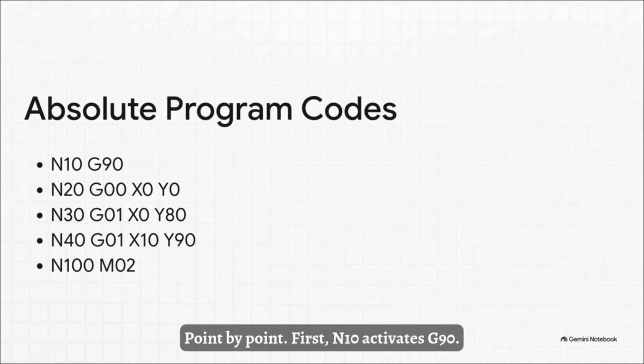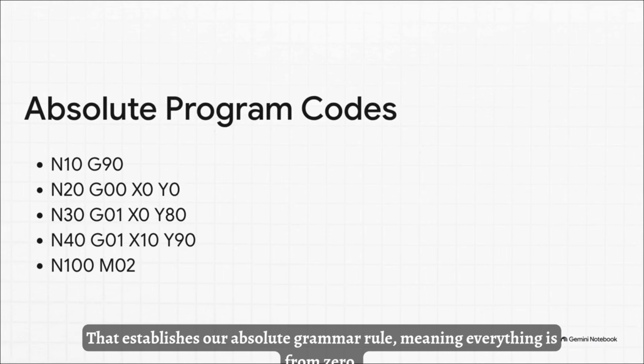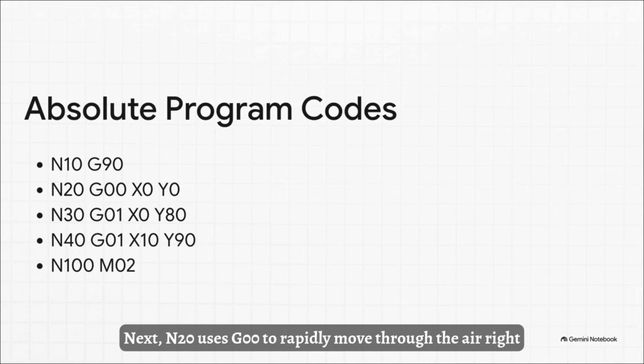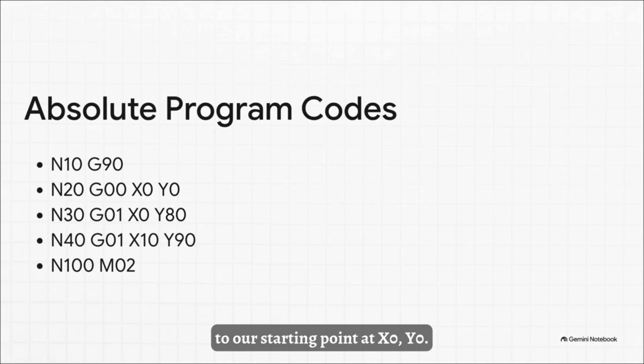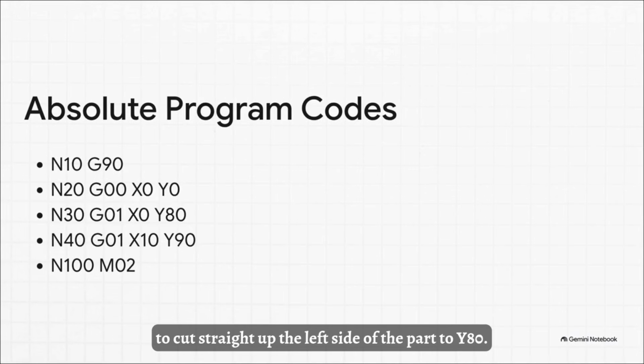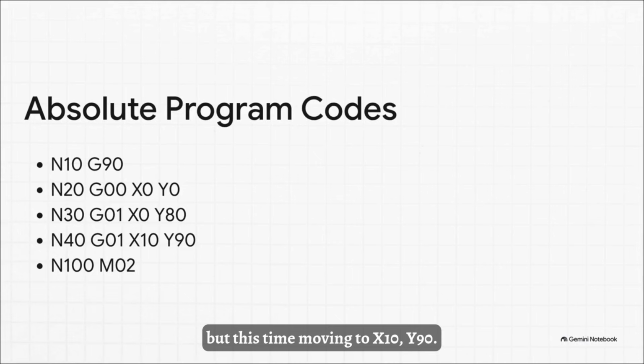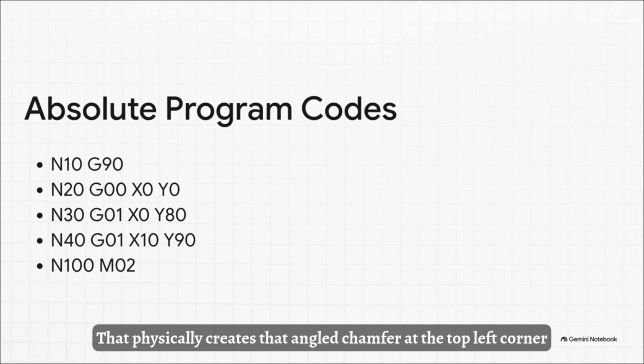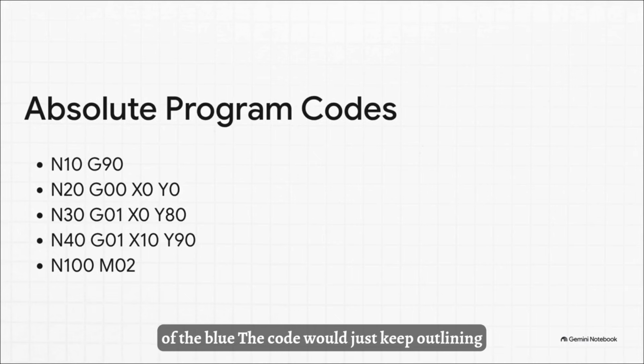First, N10 activates G90. That establishes our absolute grammar rule, meaning everything is from 0. Next, N20 uses G00 to rapidly move through the air right to our starting point at x0, y0. Then the real work starts. N30 uses G01 to cut straight up the left side of the part to y80. Line N40 commands another G01 straight line cut, but this time moving to x10, y90. That physically creates that angled chamfer at the top left corner of the blueprint.